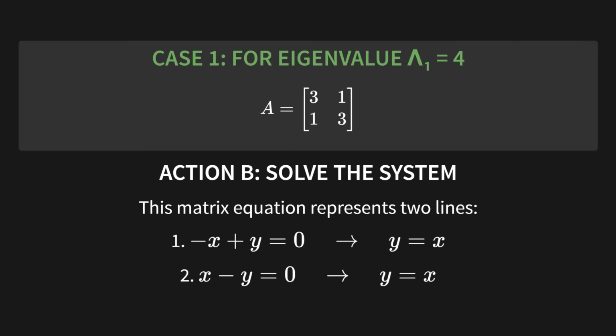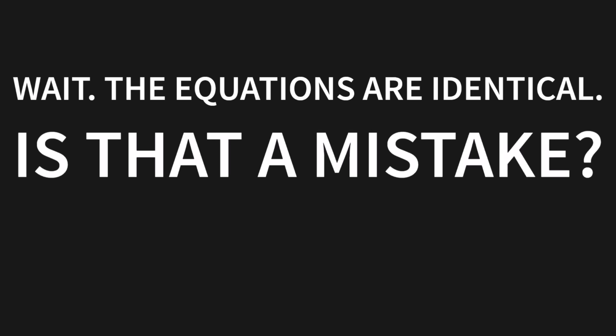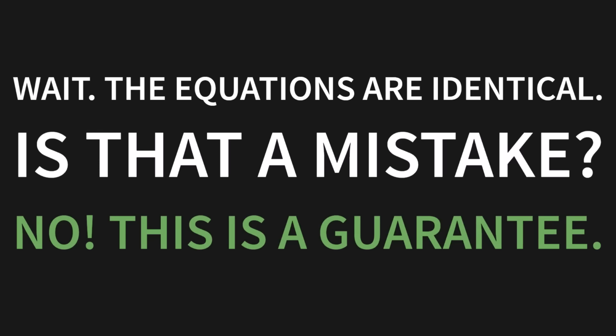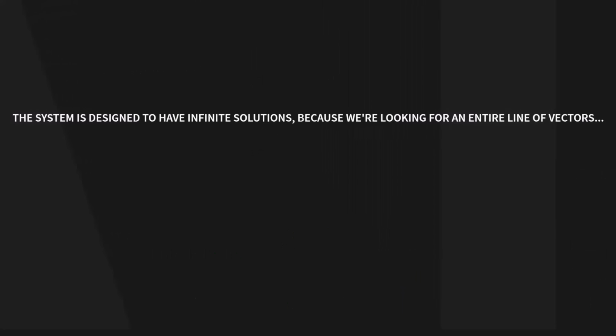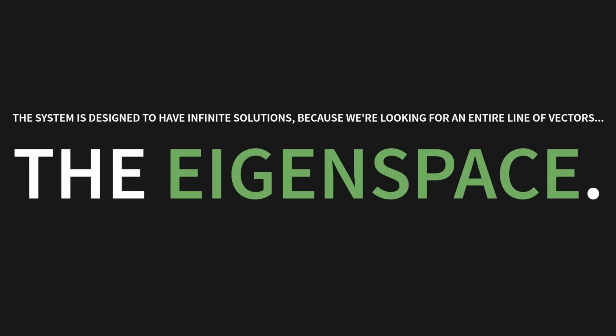The second row gives us x minus y equals 0, which also means y equals x. Wait, the equations are identical. Is that a mistake? No! This is a guarantee. It's supposed to happen. The system is designed to have infinite solutions because we're looking for an entire line of vectors, the eigenspace.